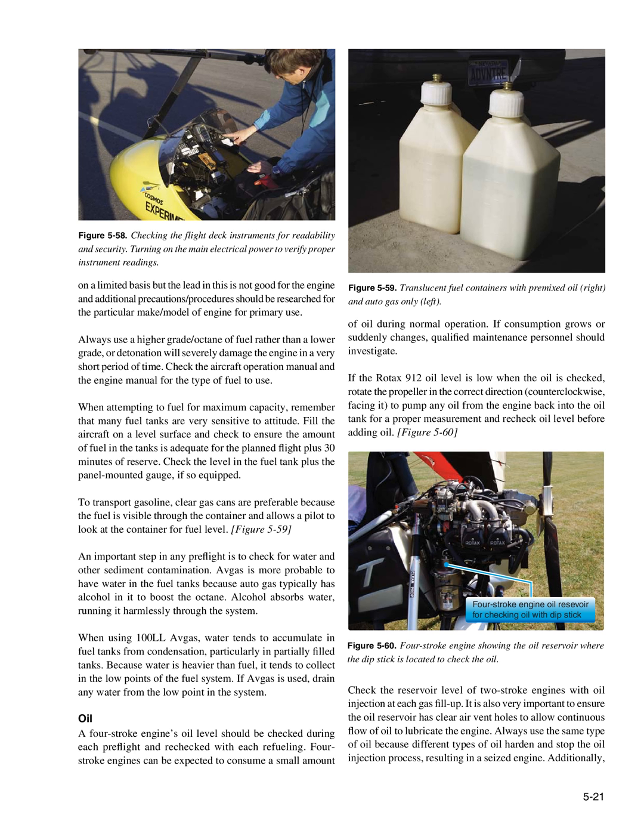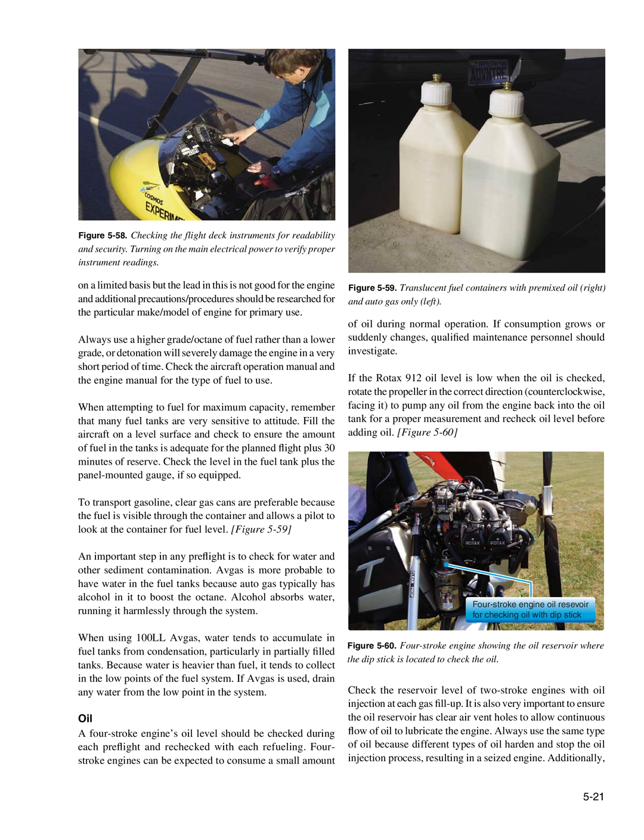Figure 559: an important step in any pre-flight is to check for water and other sediment contamination. Avgas is more probable to have water in the fuel tanks because autogas typically has alcohol in it to boost the octane. Alcohol absorbs water, running it harmlessly through the system. When using 100 LL avgas, water tends to accumulate in fuel tanks from condensation, particularly in partially filled tanks. Because water is heavier than fuel, it tends to collect in the low points of the fuel system. If avgas is used, drain any water from the low point in the system.